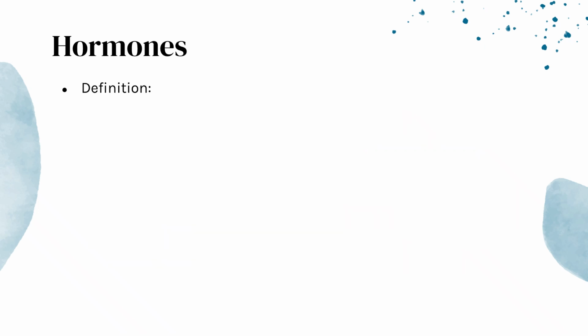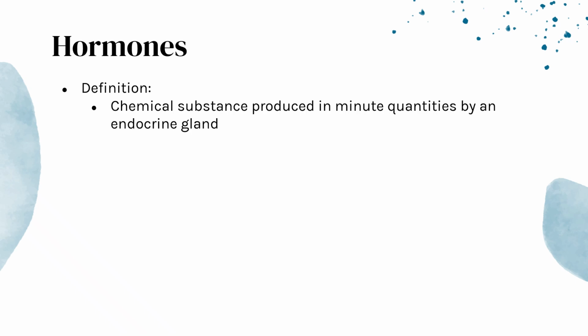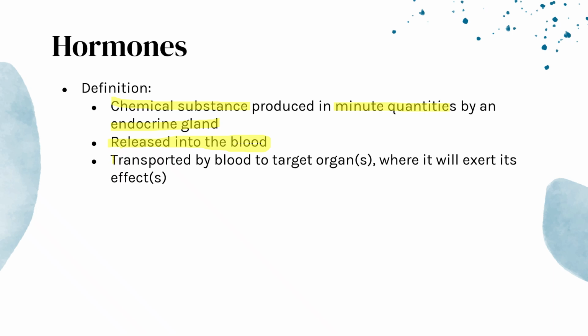So hormones. Let's start with the definition. It is a chemical substance produced in minute quantities by an endocrine gland. I'll talk about endocrine gland later on. Hormones are all released directly into the blood, nowhere else. They go straight into the blood, and they need the blood to transport them around. So they will be transported by the blood to target organs. Target organs are organs that are being targeted by the hormones.